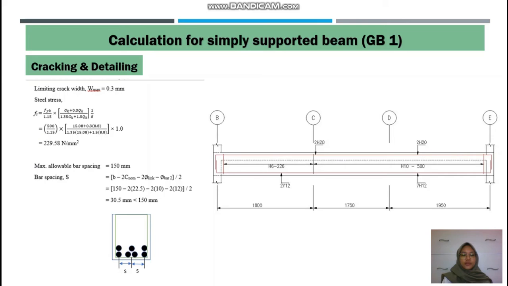Next one is cracking and detailing. As you can see from the calculation, the steel could manage a stress of 229.58 Newton per millimeter squared. And from the slide, you can see also the detailing for ground beam 1 for this design, and also the bar spacing for the beam.